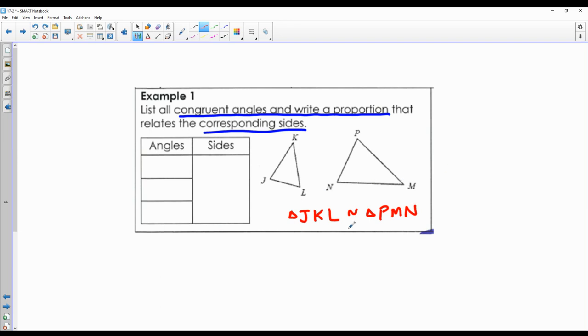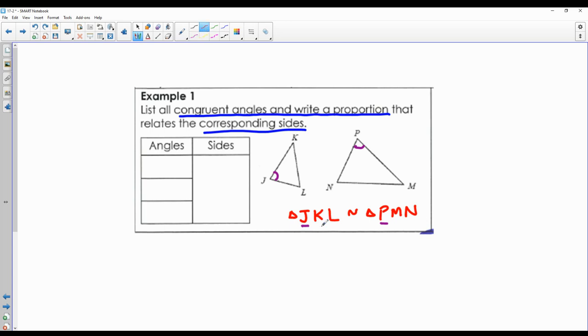All right, so when they give you the statement, it's pretty easy to find the angles. Remember, if you have something that's similar, the angles are still congruent. The sides aren't congruent, they're different sizes, but the angles are still congruent. So that means our first angles are congruent. J is congruent to P. So this angle right there is congruent to P right there.